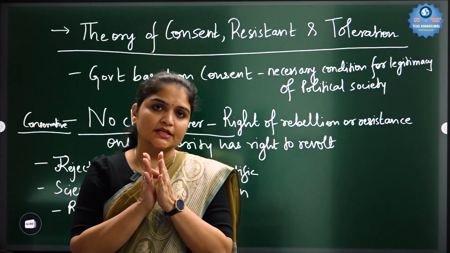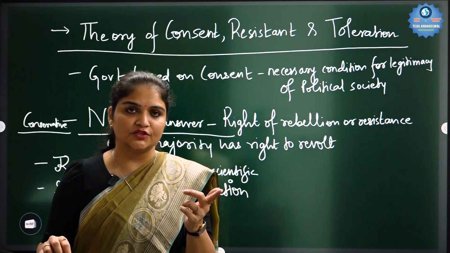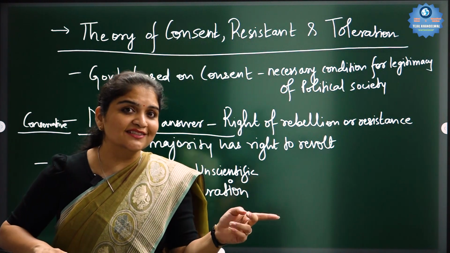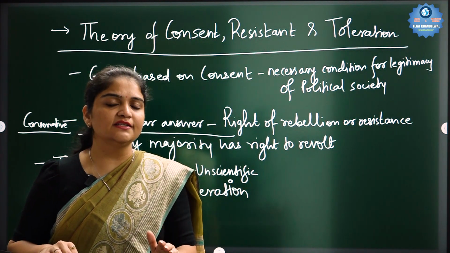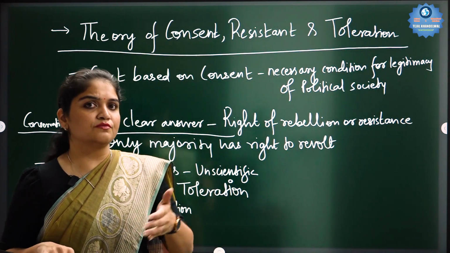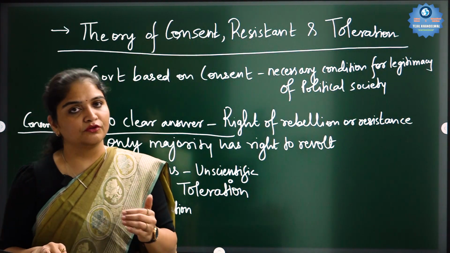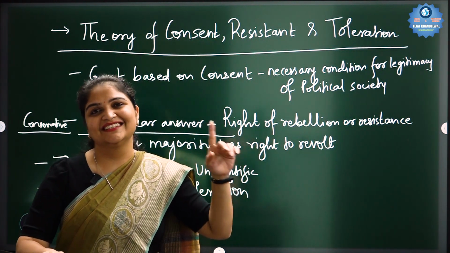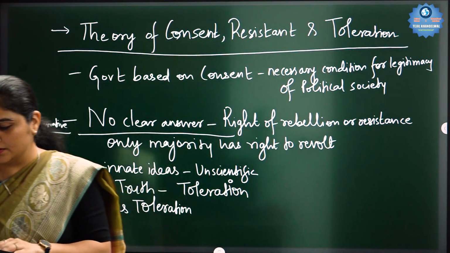So tabula rasa is in contrast to natural rights, which are innate, or natural law, which is innate. But toleration is in consonance with what? Tabula rasa. That we don't have any innate ideas. Innate ideas lead to claiming of absolute truth. But an individual should be open to accepting diversified views and not claim finality of truth. So he is truly a theorist of toleration. That is what he talks about in An Essay Concerning Human Understanding. All right.